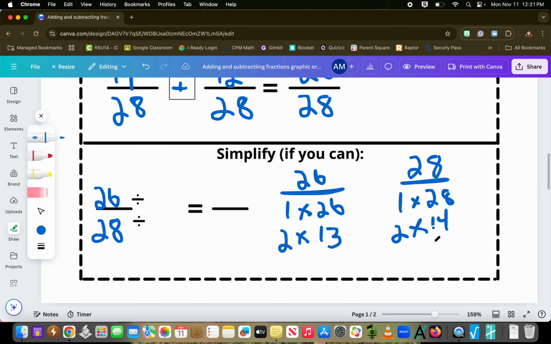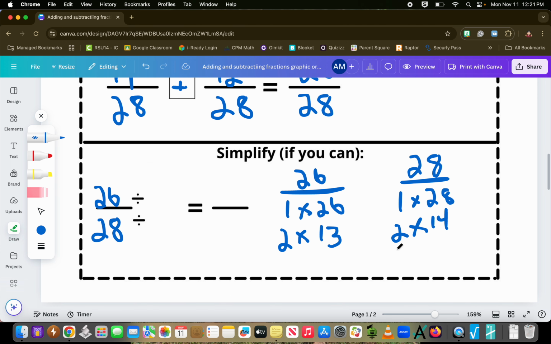3, no. 4, yes. 4 times 7. 5, no. 6, no. And then I'm back to 7.